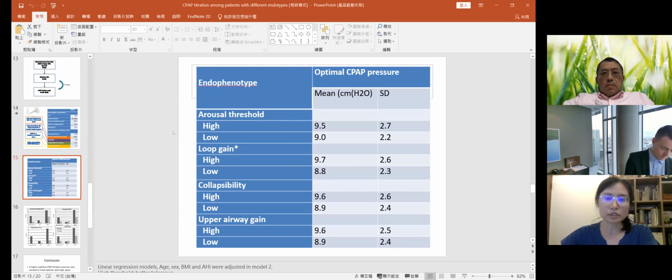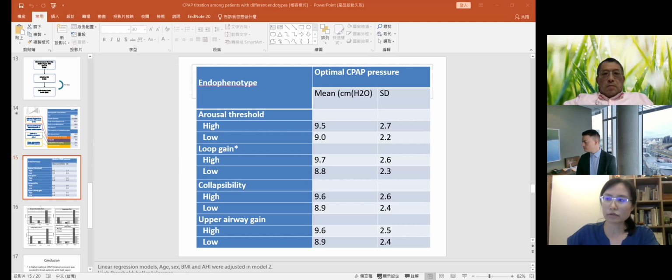And here's the optimal CPAP pressure we retrieved by technicians. They titrate the pressure at the night when the CPAP titration was performed. And I dichotomized the patients by the 4 endophenotypes. For example, I separate the patients into high arousal threshold and those with low arousal threshold. I compared their optimal pressure, and we can see that patients with a higher arousal threshold reached a higher optimal CPAP pressure at the end of the study.